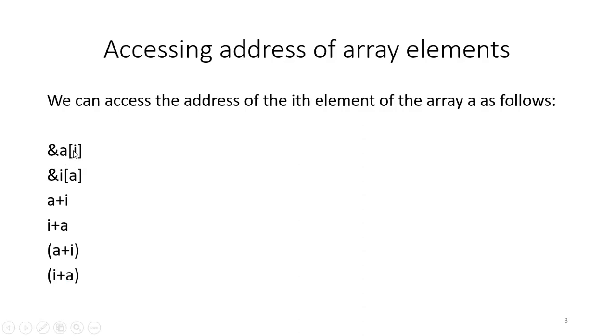Instead of &a[i], we can even use &i[a], or we can even write a + i. When I write a, that refers to the address of the first element. When I write a + i, it refers to the address of the ith element. Or I can write i + a, or otherwise I can write (a + i) inside parenthesis or (i + a) inside parenthesis. So we can get the address of the array element by using all these 6 ways.